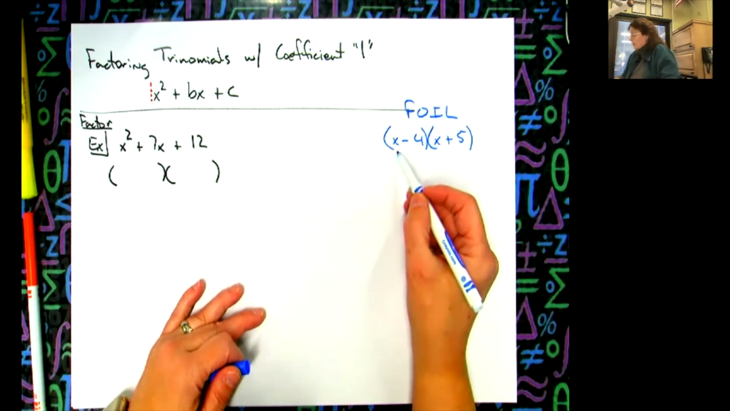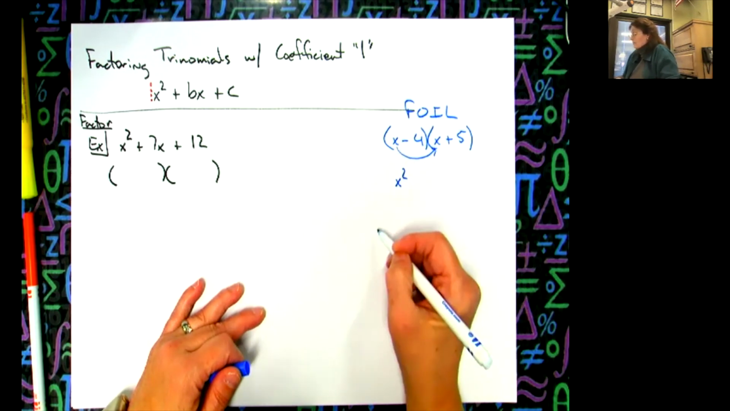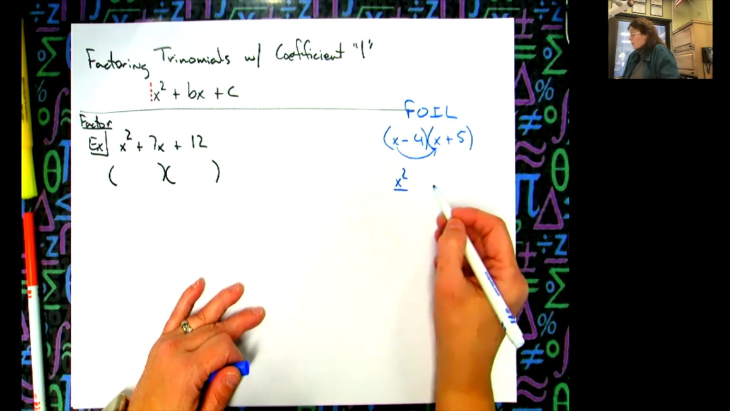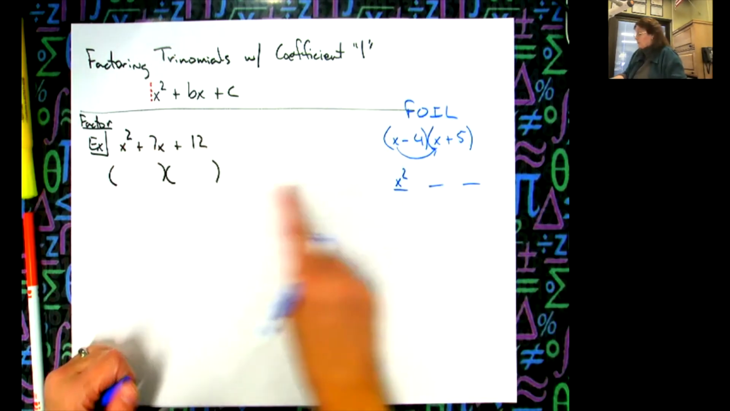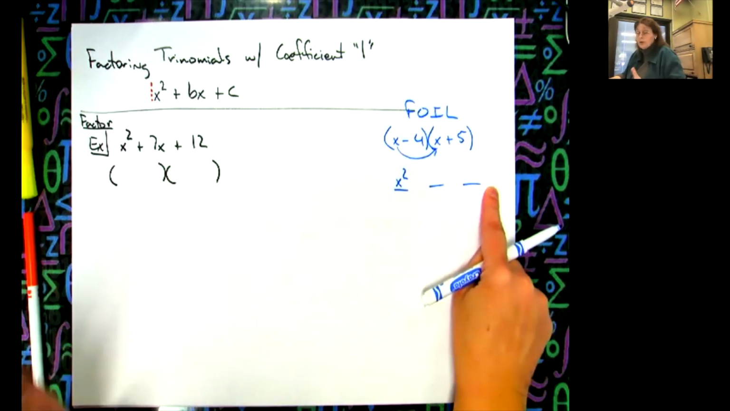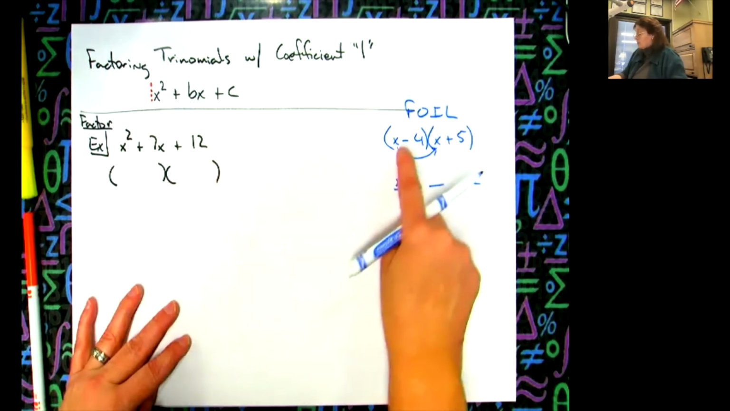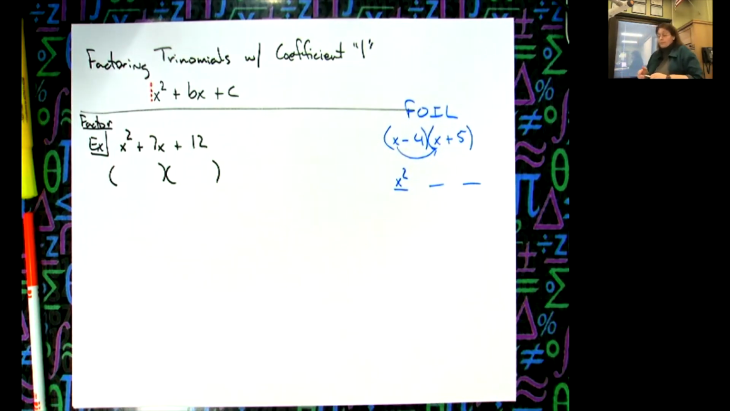So when we multiplied this first term right here, what did we get? We got an x squared, right? So this is going to start my trinomial. This is why when I FOIL this out, I get 3 terms when I'm all done and have combined like terms. So that's how I know these 3 terms are going to factor into 2 different binomials.